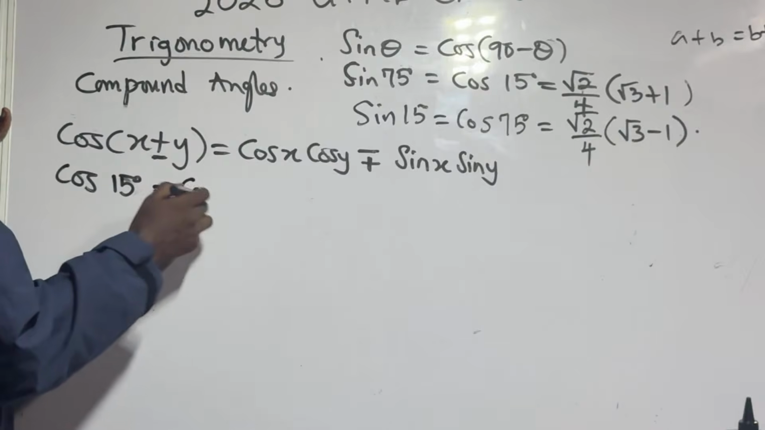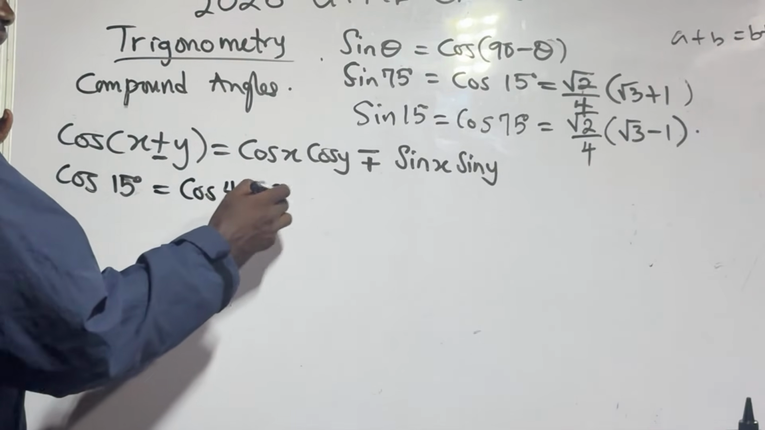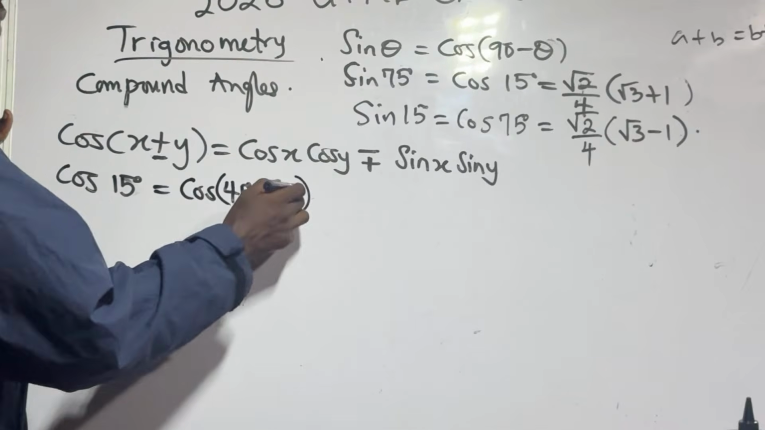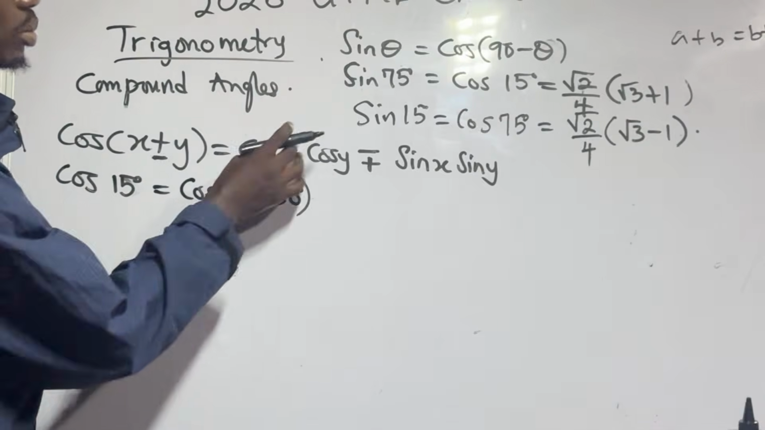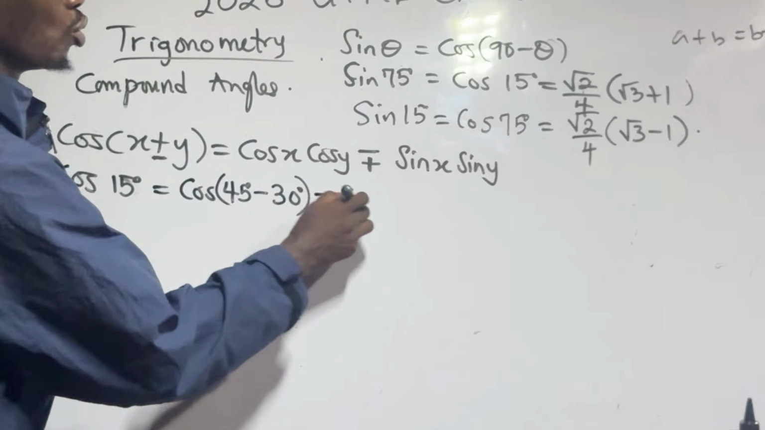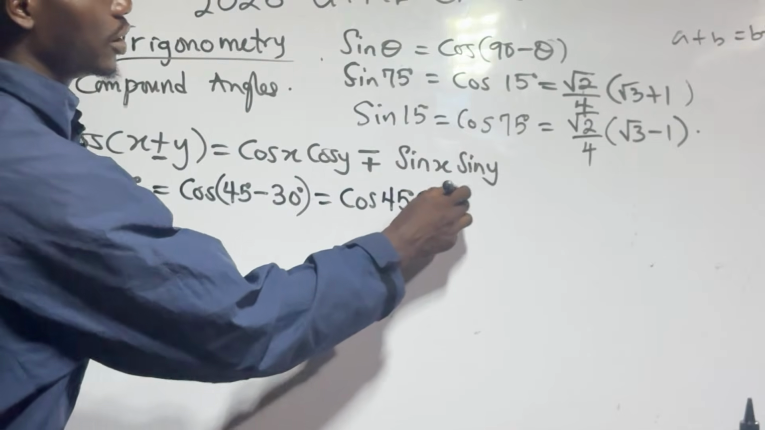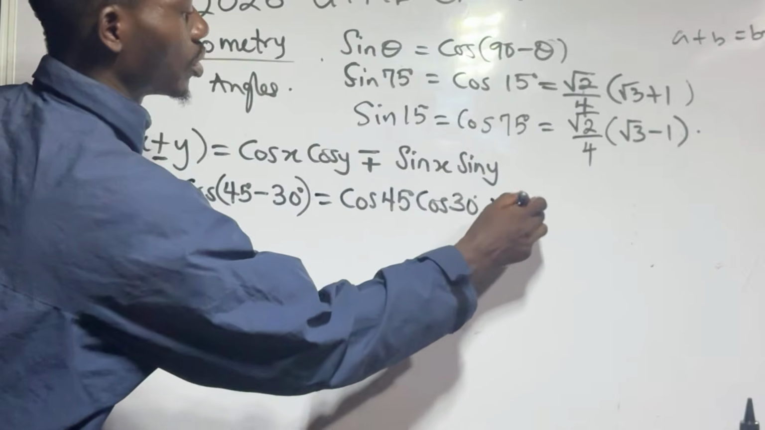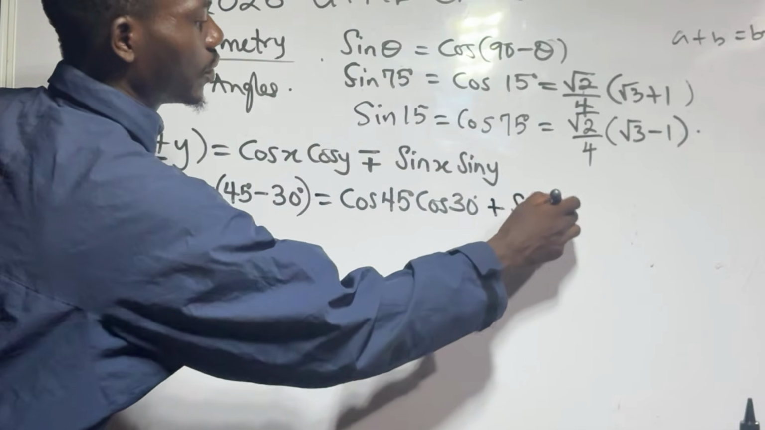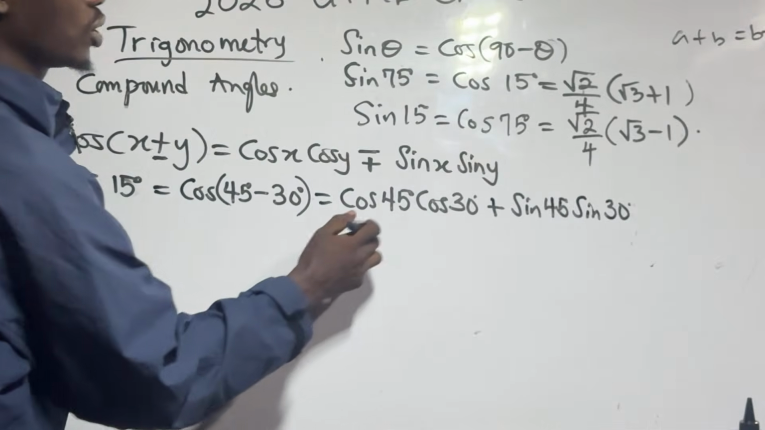Cos 45 minus 30. Okay, 45 is a special angle, 30 also is a special angle. Now using the concept of cos, that's cos 45 cos 30. If this is minus, then this will be plus sine 45 and sine 30. Okay?